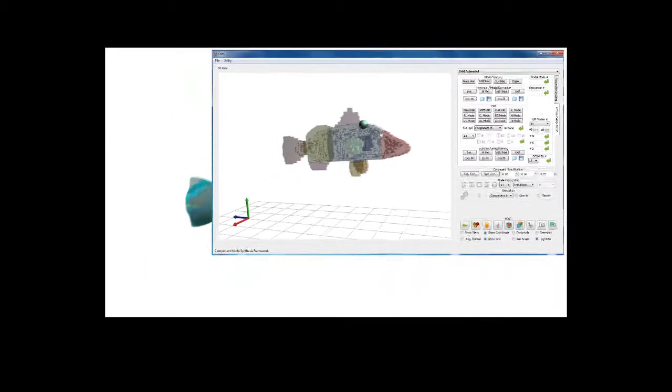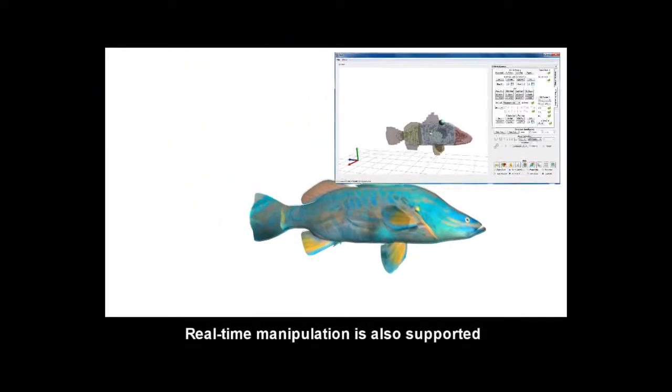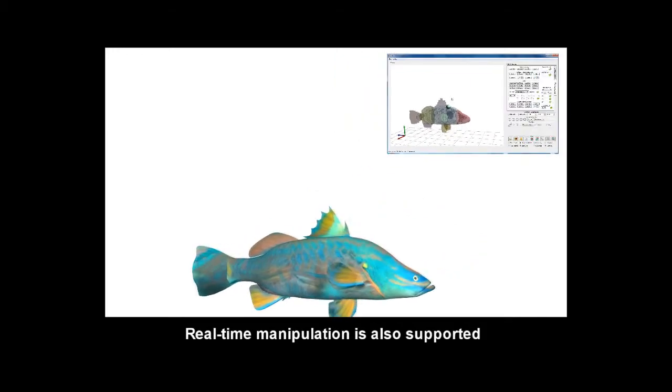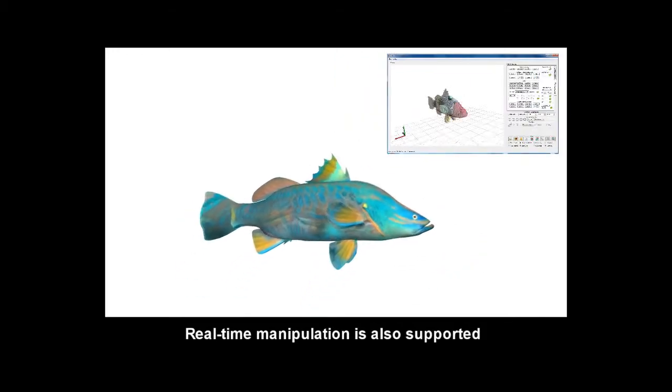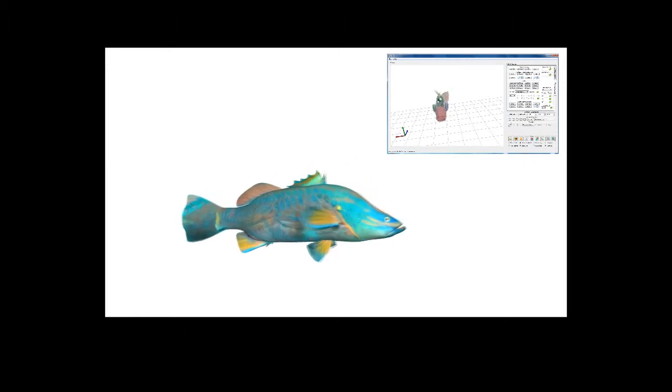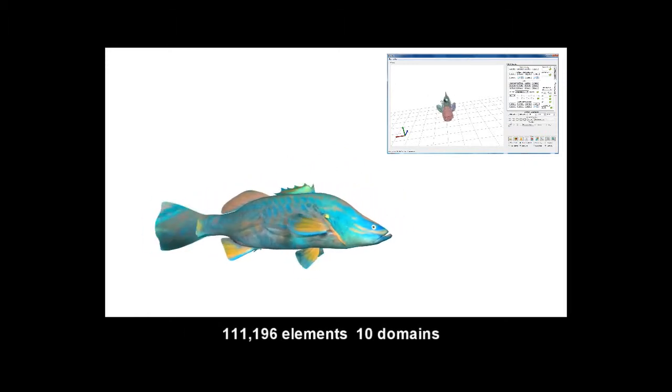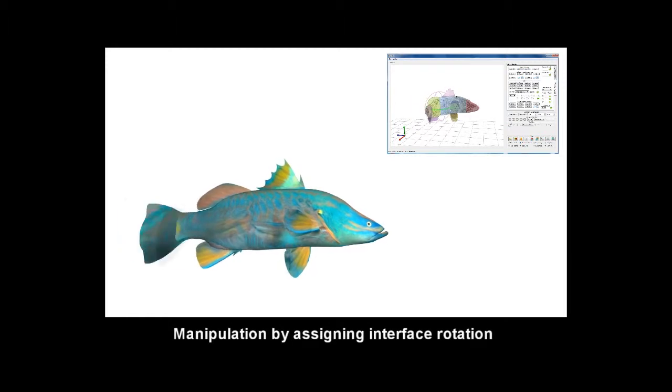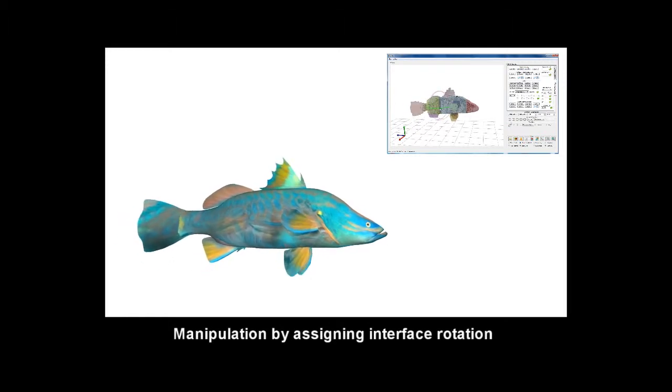Our framework also supports direct user manipulation. The fish model consists of 110,000 elements with 10 domains and it is manipulated in real time by the user. Two interfaces are also constrained with interactively specified rotation, and natural deformation is simulated.